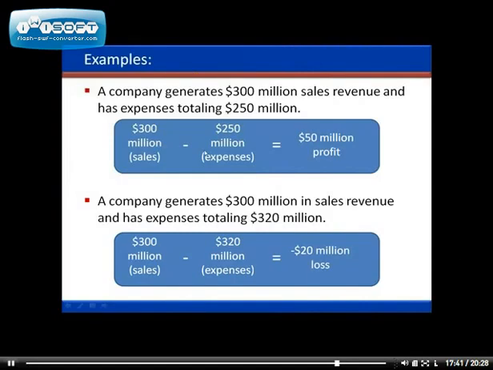Alright, and here are some profit and loss examples. Let's look at a company that generates $300 million in sales revenue and has expenses totaling $250 million. Well, in this particular case, they would have a $50 million profit. Alright, a company generates $300 million in sales revenue and has expenses of $320 million. That will equal a $20 million loss.